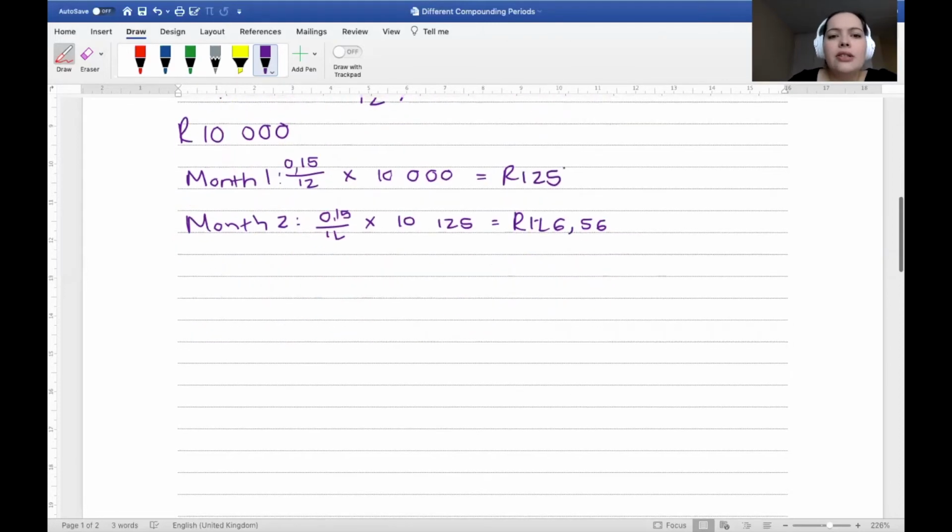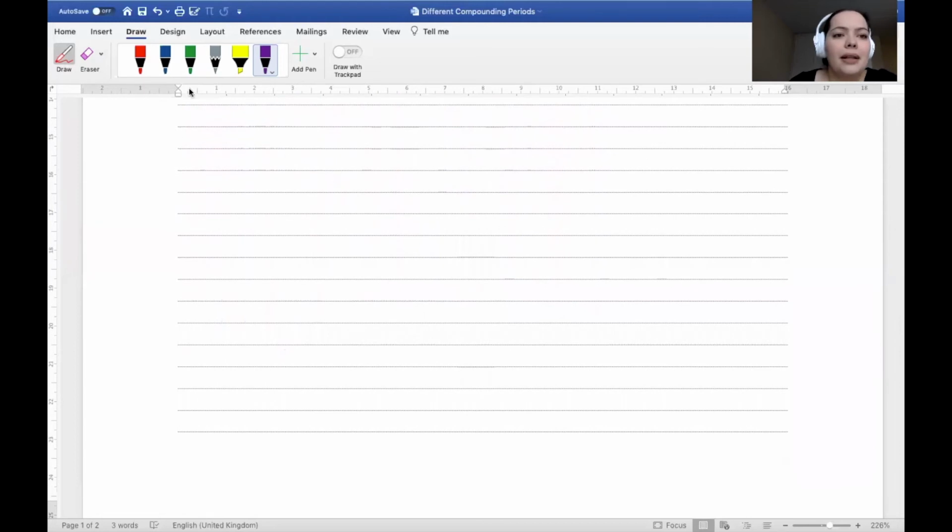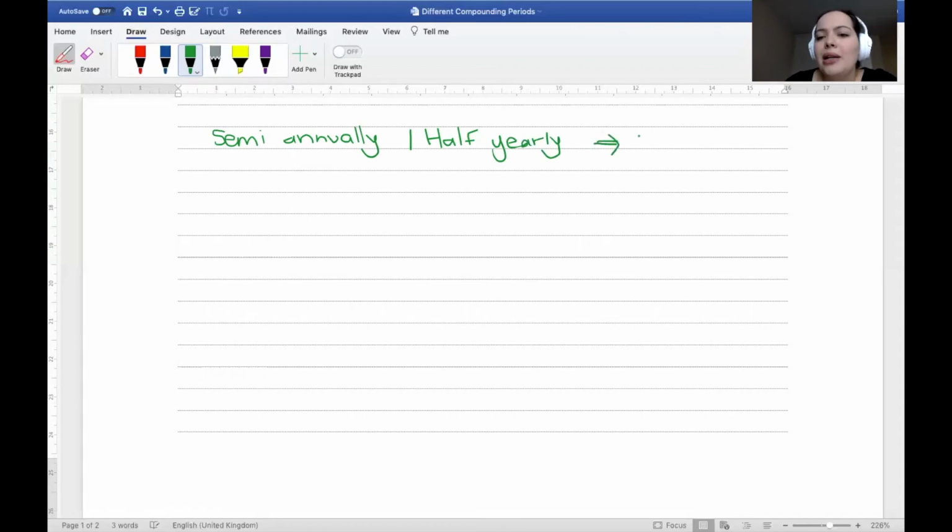Okay, a different example that we could be looking at, or rather a different compounding period that we could be looking at, is semi-annually. So another word for semi-annually would be half yearly. Okay, so if we're talking half yearly, we mean that the compounding is going to happen 2 times per year.